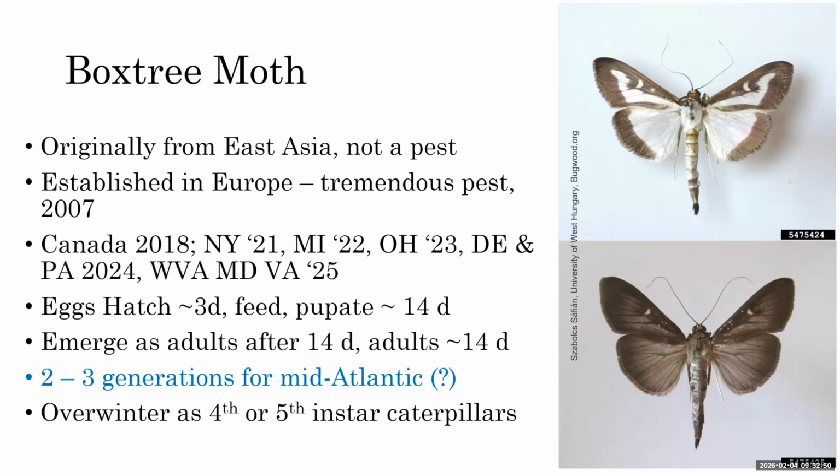It still can have 2 to 5 generations, depending where you're at in Asia. Its developmental threshold is anywhere between 9.5 and 10.5 degrees centigrade.